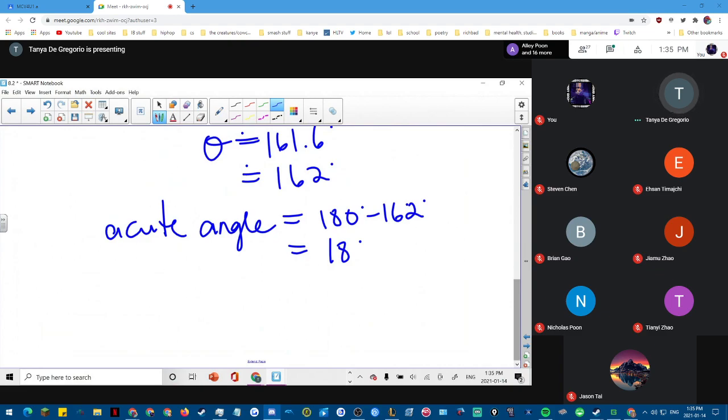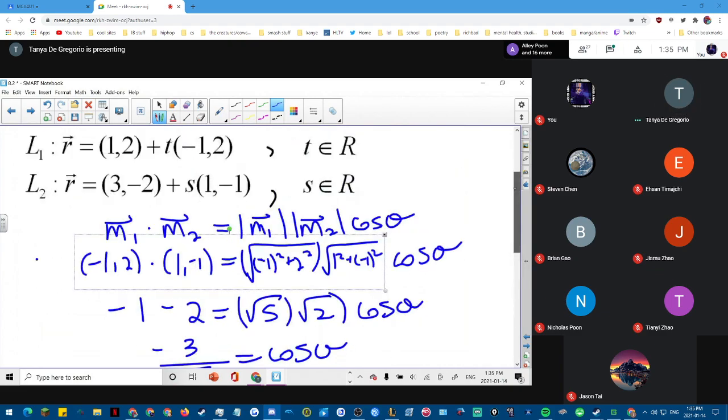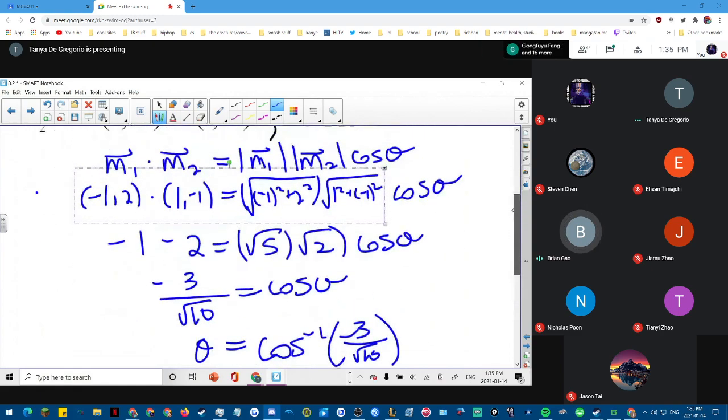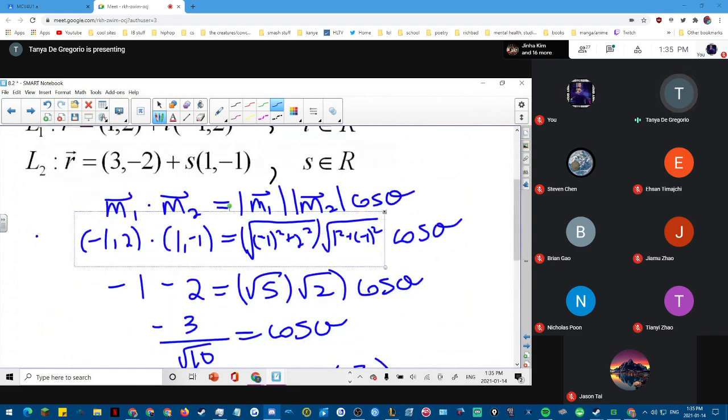Are there any questions? Just for the dot product, can we just skip to the shortcut, cos theta equals the dot product over the magnitudes of the two? Yeah. Okay, thanks. Yeah, it's the same thing. You're just going to show this as a denominator, but yes, for sure you can. Same formula.